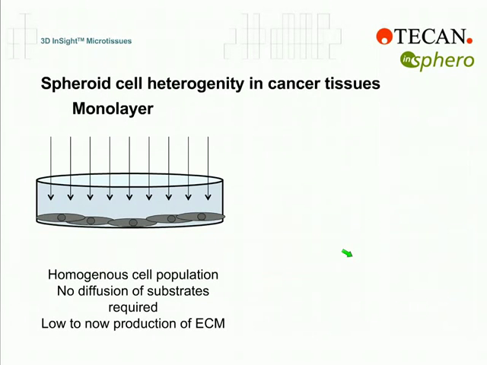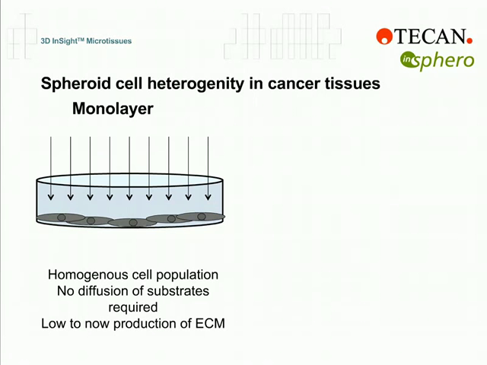The current golden standard of using cells for in vitro testing is still the monolayer cultures. Monolayer cultures have been used now for 40, 50 years in the labs. It is a highly controlled system. It's a very homogeneous cell population. Every cell sees the same oxygen concentration. Every cell sees the same nutrient concentration. There's no diffusion of the substrates or of the compounds required. However, we also have low to no production of extracellular matrix.